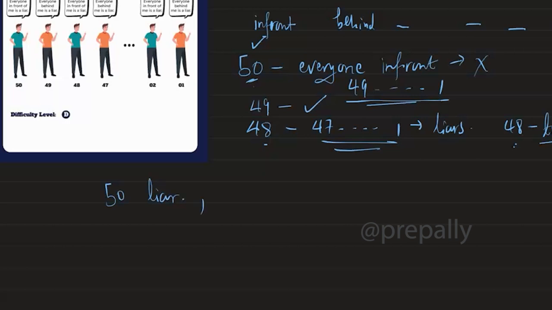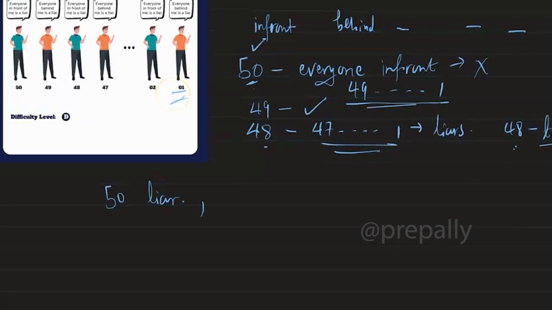Now, this logic will be symmetric. So if you look at 1, for example, you could make the same argument for 1 where everyone behind 1 is a liar, but then the third person will say the same thing, and that will be a contradiction because the third person will be telling the truth according to the first person. So you also know that 1 is a liar.